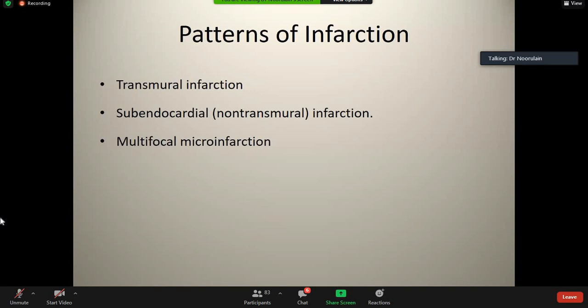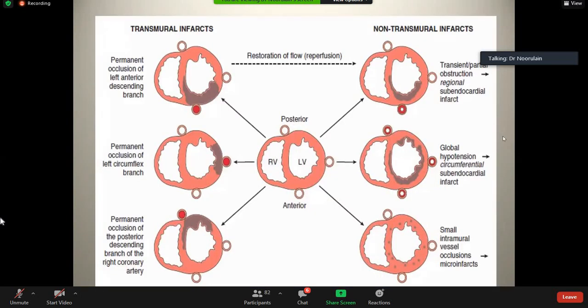So there are three types of pattern infarction: transmural infarction, subendocardial infarction, and multifocal microinfarction. This picture is taken from Robbins. This is a transmural infarct, and this is a non-transmural infarct. Transmural infarct is the permanent occlusion of the left anterior descending branch. It can lead to this area of infarct, right?